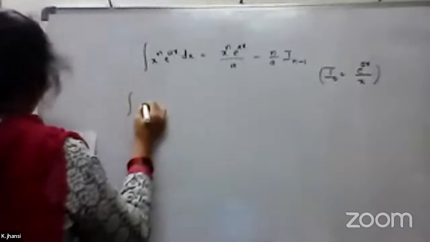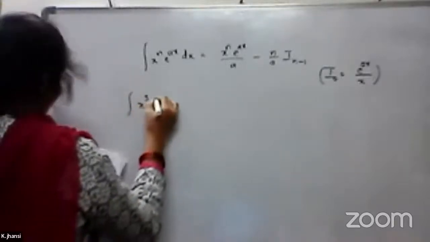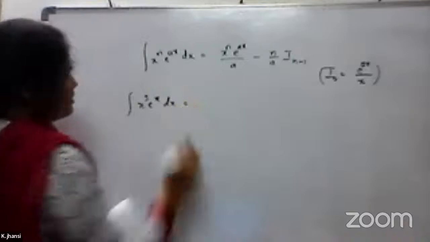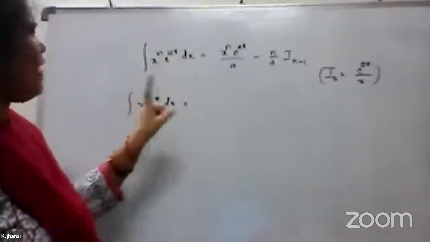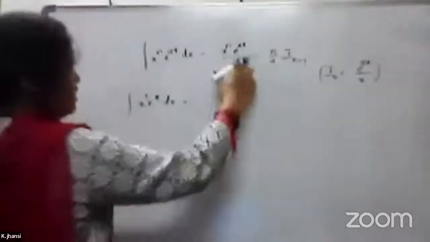So we'll see one example on this. That is the integration of x cube e to the power of x dx. So here n value is 3 and here a value is 1. Okay. Substitute in the formula here.